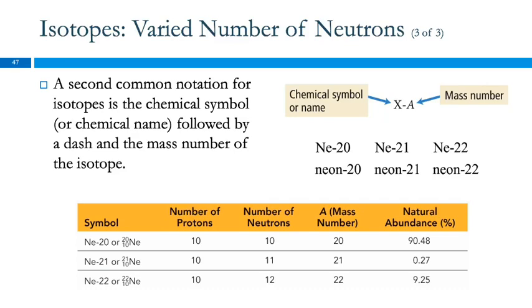Another way of indicating isotopes is using the element symbol and a dash followed by the mass number. Because do we really need to specify the atomic number? Not really, because any decent chemist is always going to have access to a periodic table, right?